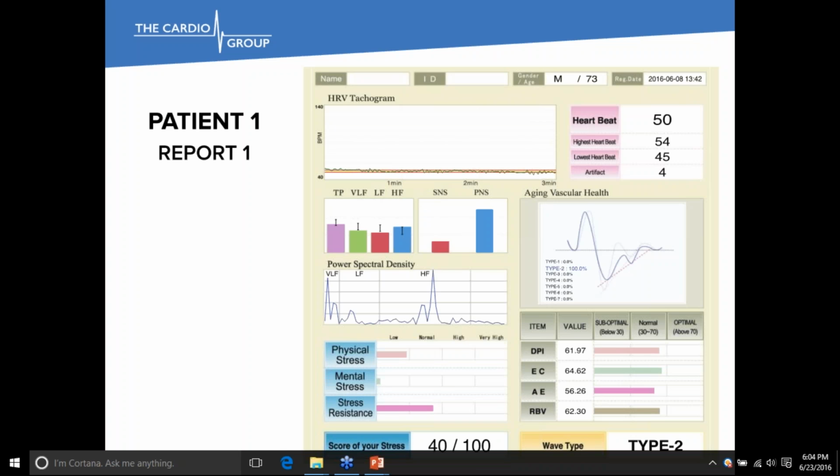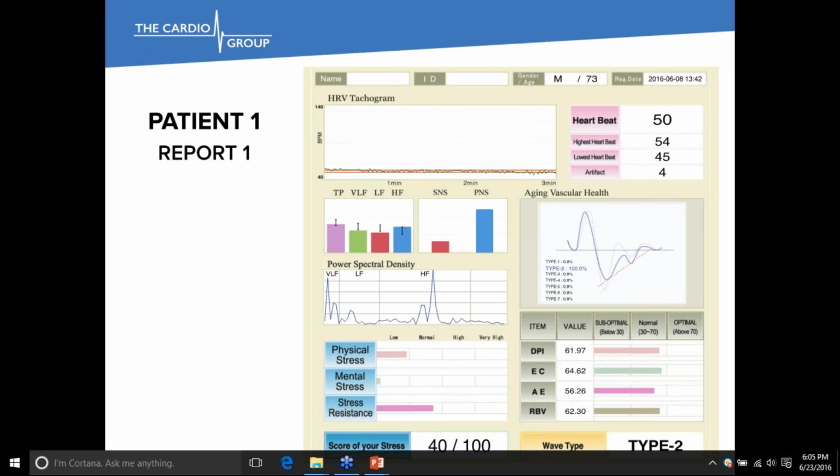The first one that we're looking at here, we'll start with the aging vascular health, which is the waveform. What we've come to understand is that the waveform is really a function of endothelial function. The waveform is not fixed. It can move around in the course of a day.